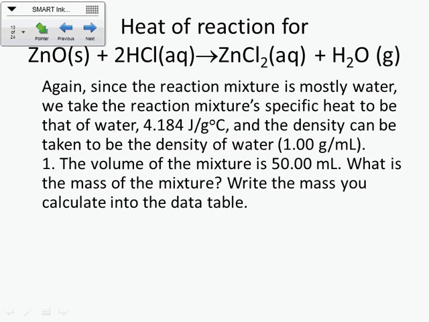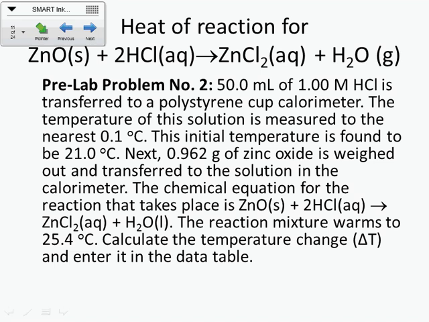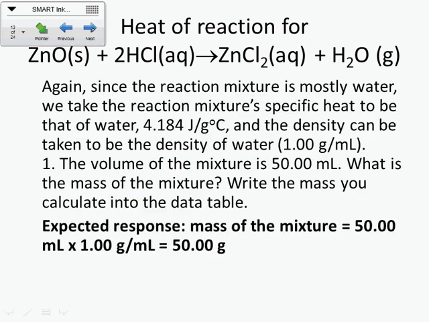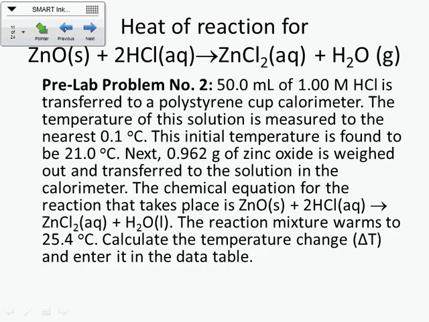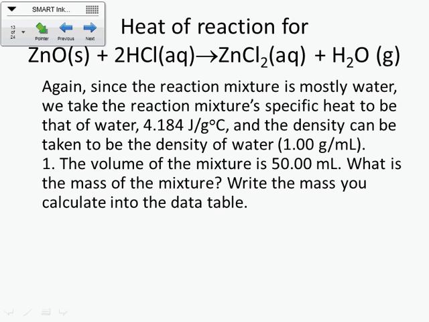Now what's the mass? Okay, now again, this is where we diverge just a little bit. 0.962 grams, I feel like that is going to be significant. We'll work our way through it and see if it matters. Our mass is going to be, according to them, 50 grams, but according to us, 50.96, right? So 50.96 is what you would want to write on your data table.